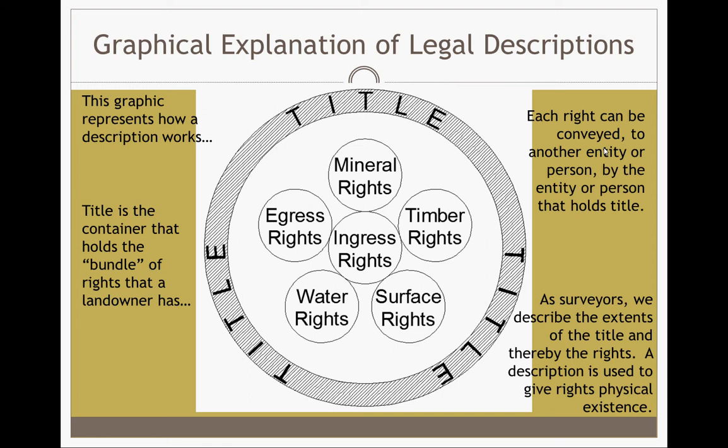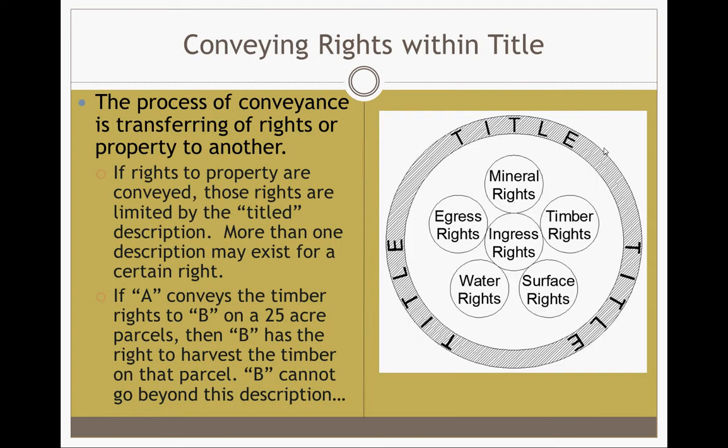Okay. To do this, we use a legal description to give rights physical existence. The title is good, the rights are good, but without a boundary and a legal description defining that boundary, it has no physical existence. So this is where the concept of title and the reality of title come together by using a physical or a mathematical boundary. So conveying rights. The process of conveyance, basically conveyance means transferring rights of property to another. So if I'm going to convey something to you, that means I'm going to give you the rights to something.